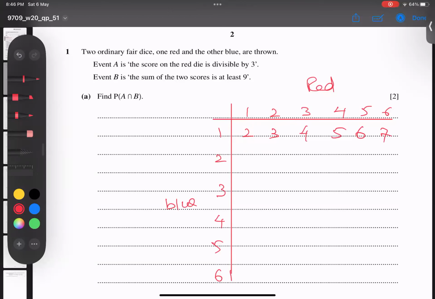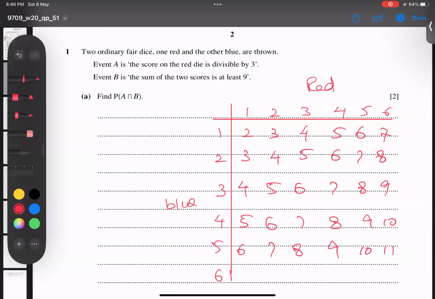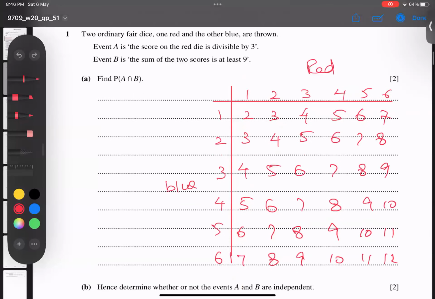Then 2 plus 1 gives you 3, 2 and 2 add to 4, then 5 6 7 8. 3 plus 1 is 4, then 5 6 7 8 9. 4 and 1 add to 5, 6 7 8 9 10. Then 6 7 8 9 10 11. And 7 8 9 10 11 and 12. So these are the sums of the two scores we have. I hope you got the point.